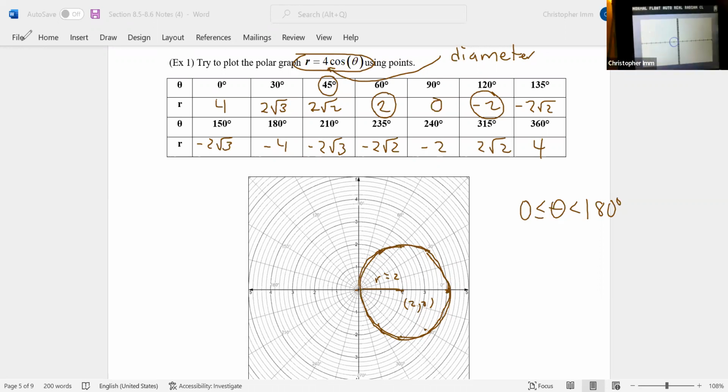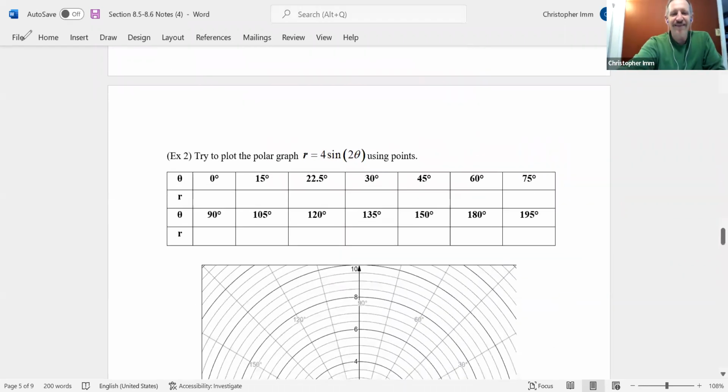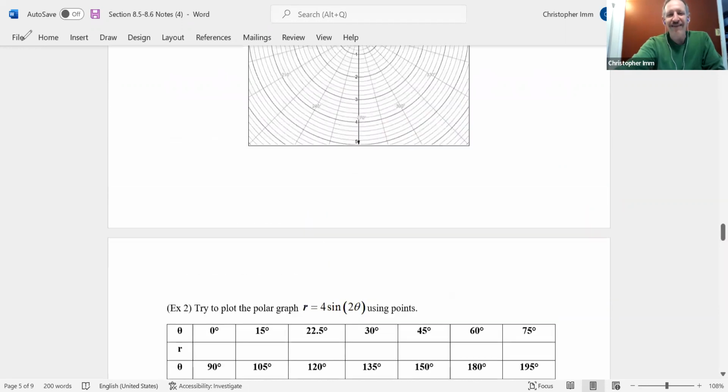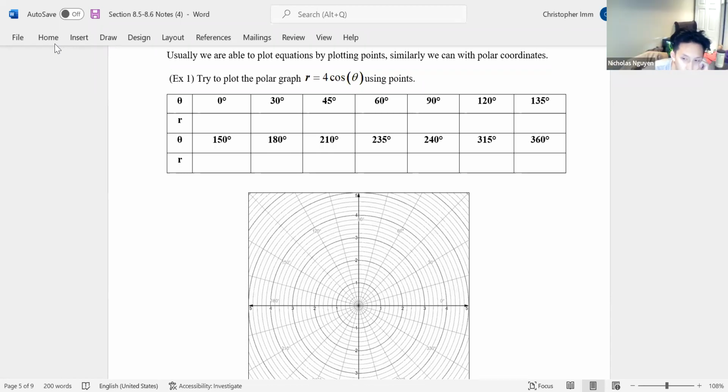So, okay, here's the next question. What do you think would happen if I turned it to sine? In fact, that's our next example here. So the next example, oh yeah, but that's 2 theta. All right, so what do you think would happen if I turned it to sine of theta? What do you think that's going to do? Any ideas? Would it go on top instead of to the right?